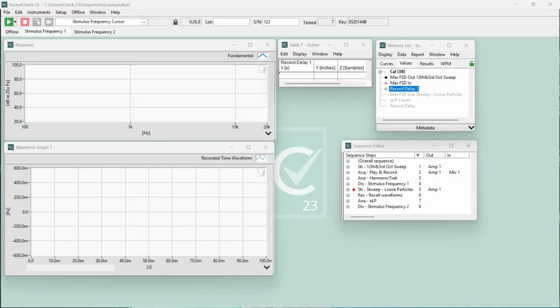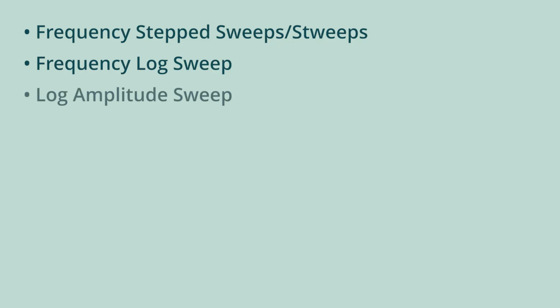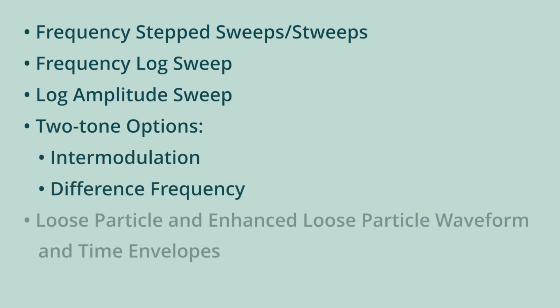Today I'm going to show you how to use SoundCheck's stimulus frequency cursor. This is a new feature we introduced in SoundCheck 23 that lets you see the exact frequency of any transient event on a recorded time waveform. This feature can be used with frequency stepped sweeps, log frequency sweeps, log amplitude sweeps, two-tone options, intermodulation and difference frequency, and loose particle and enhanced loose particle waveform and time envelopes.